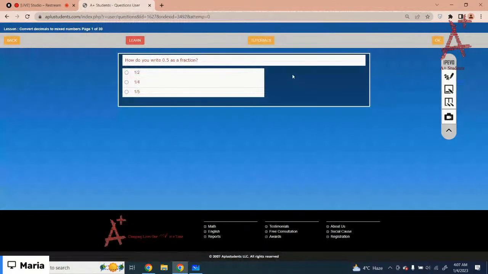Okay, the first one is write 0.5 as a fraction. So we have to write 0.5 as a fraction. First of all, write the decimal number in fractional form. Here you have 5, and right after the decimal point you have just one digit. So it would be 5 divided by 10.